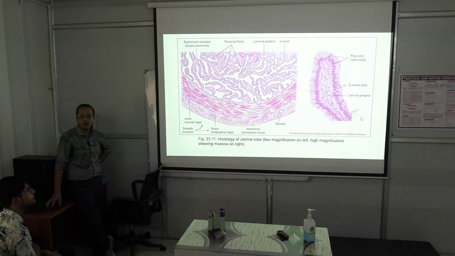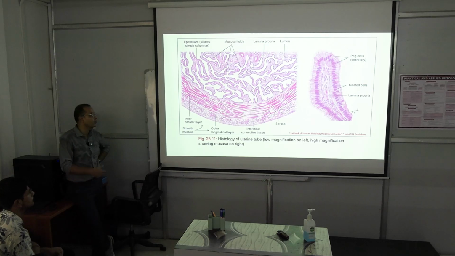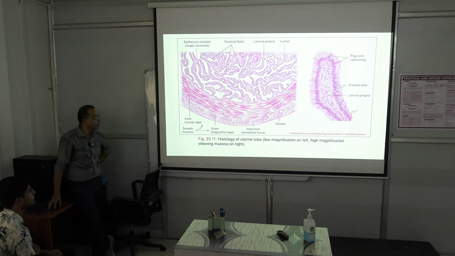So, they look like villi, isn't it? Like the villi of the intestine. These villi have brush-like ciliated cells, and in between are non-ciliated cells, which we call secretory cells, PEG cells. They secrete a lot of fluid inside the lumen, a nutrient rich substance to feed the developing or travelling ovum. So, this is how the whole thing looks.